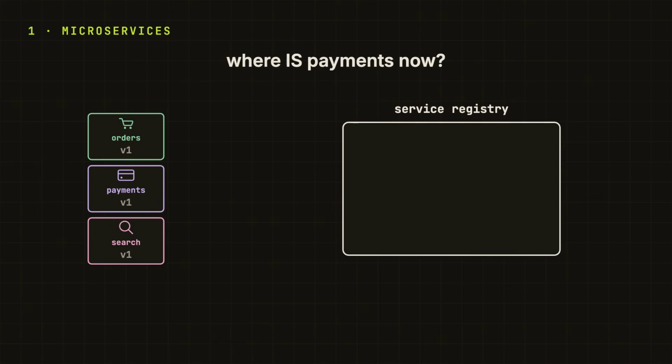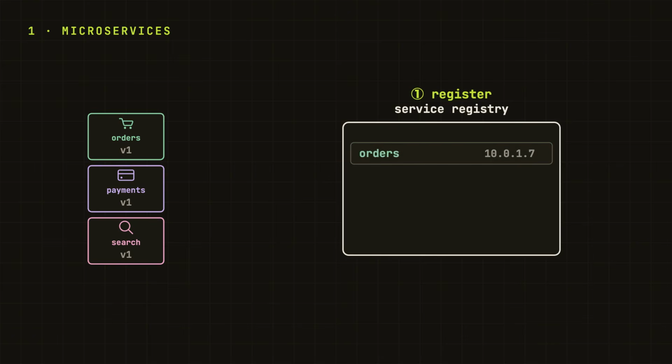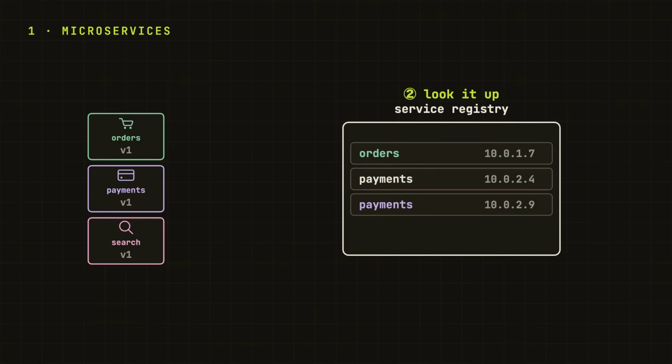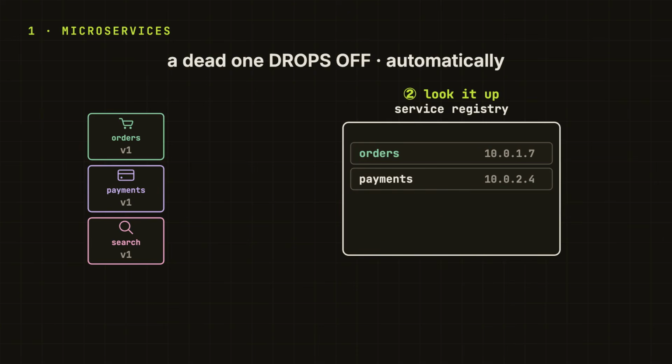And the way it works is two simple steps. When a service starts up, it registers itself: "I am the payments service and this is my address." And anything that needs payments asks the registry for the current list and gets fresh addresses back. The registry also health checks them. So anything that has died drops off the list automatically.